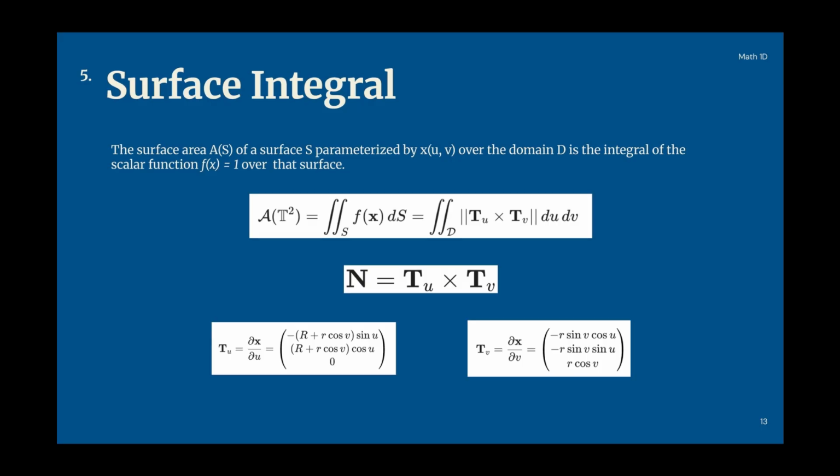Now let's talk about the surface integral. Very interesting. Basically we're using f of x equal to 1 over the surface. So this is the function for the area of the torus, right? We're calculating the area of the torus, and we can do it just by doing the double integral over the domain 0 to 2 pi and 0 to 2 pi of the magnitude of the cross product, which is n. This is n, right? The cross product of tu and tv is n, so this is the length of n, du dv. And we already know these two vectors. Now we're going to find n.